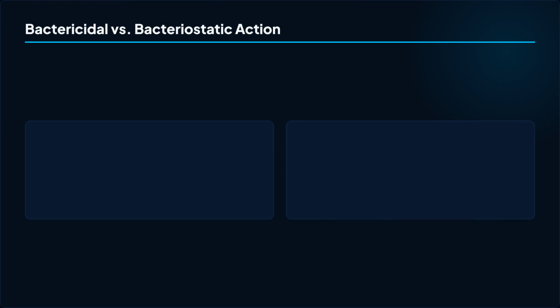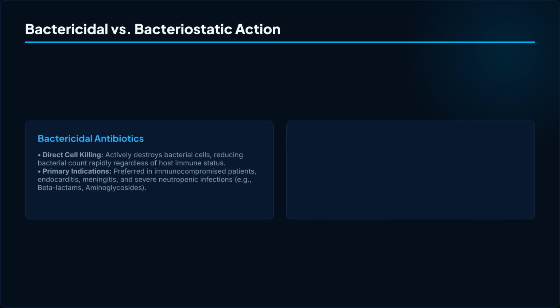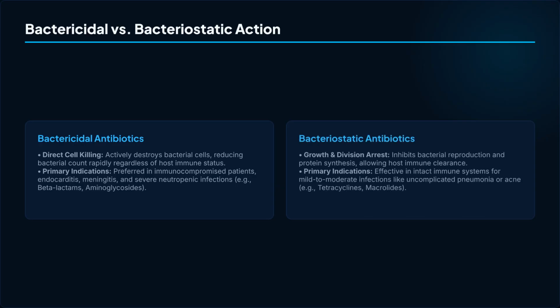Antibiotics are further categorized by their action. Bactericidal drugs directly kill bacteria, making them ideal for severe infections in immunocompromised patients, while bacteriostatic drugs arrest growth, relying on the host's immune system to clear the infection.